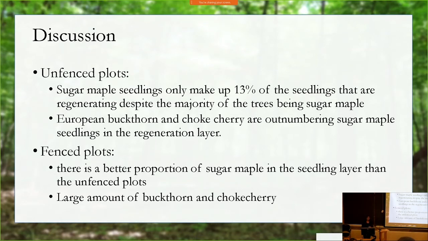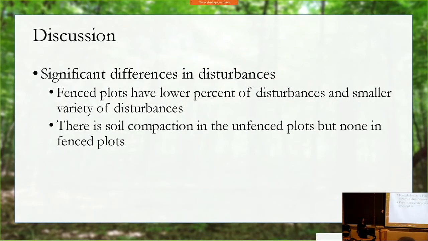And lastly, for significant differences, there is a significant difference in disturbance types, and the fenced plots have a lower percentage of disturbances and a smaller variety of disturbances. Soil compaction is found in the unfenced plots but not in the fenced plots. And this is again important because soil compaction has an impact on what's going to come up in the next regeneration layer and what's likely to survive and so on. So there is something that is currently happening in these fenced versus unfenced plots.